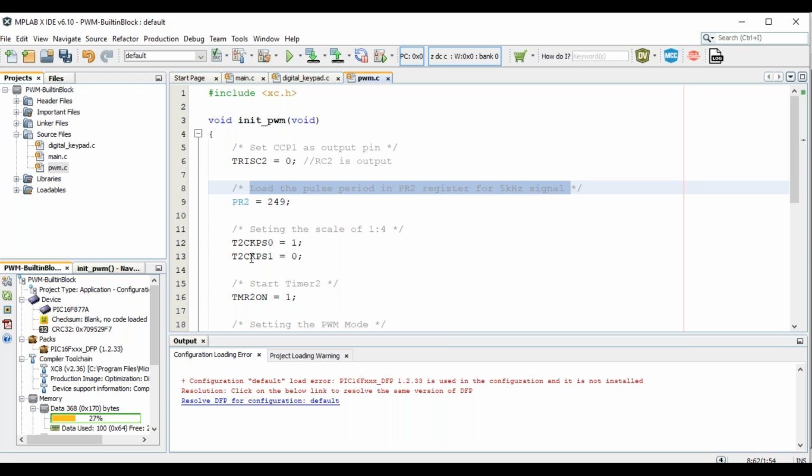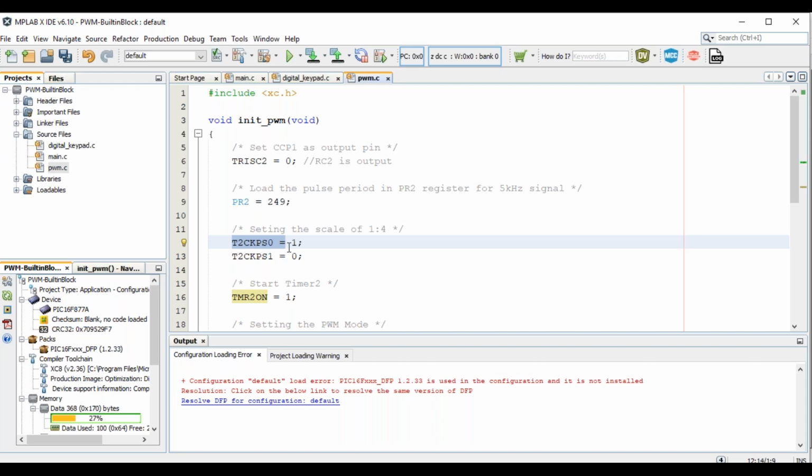Now, because I'm using the Timer 2 module, it is necessary to turn it on. So I'm writing TMR2ON equal to 1. Because we are taking the Timer 2 module, we have a separate bit to turn it on. Apart from this, I used a prescale of 1:4, so I have to set the prescalar value also. That is written with T2CKPS1 written with the value 0, and T2CKPS0 written with the value 1.